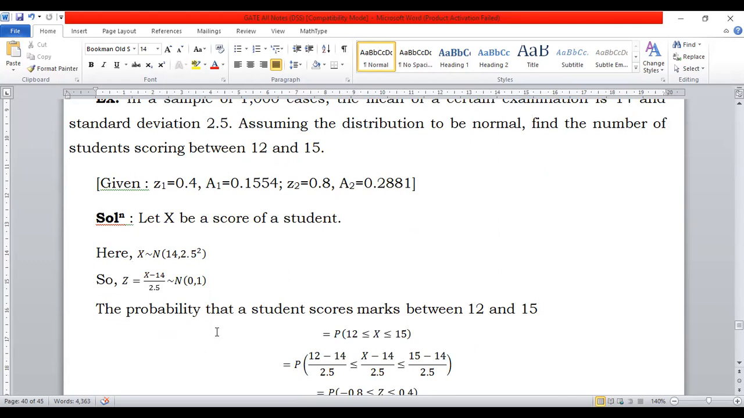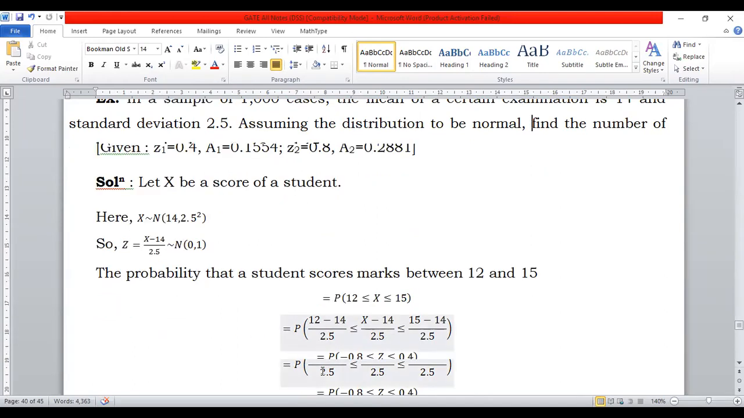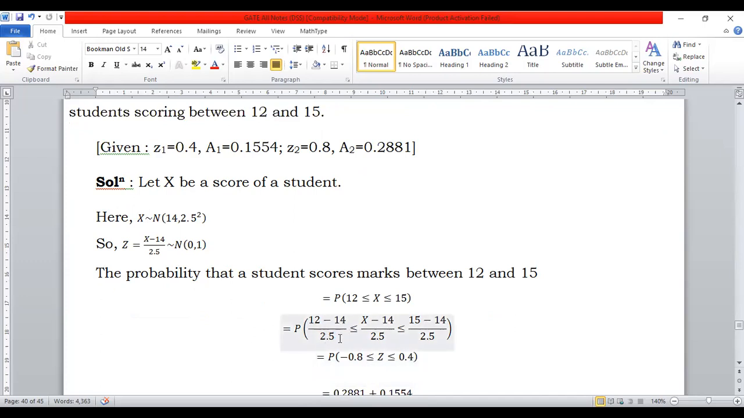Now, the probability that a student scores marks between 12 and 15. So this is the probability that x lies between 12 and 15. You can say less than or less than equal to, it really doesn't matter, as here x is a continuous type of random variable. So that is equal to the probability that 12 minus 14 upon 2.5 less than equal to x minus 14 upon 2.5 less than equal to 15 minus 14 upon 2.5. So this is the probability that minus 0.8 less than equal to z and z less than equal to plus 0.4.